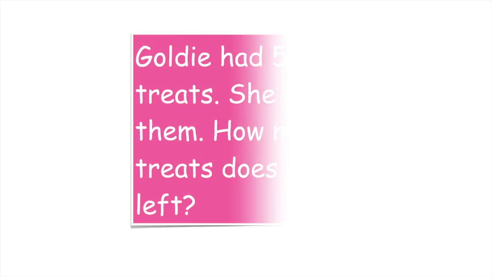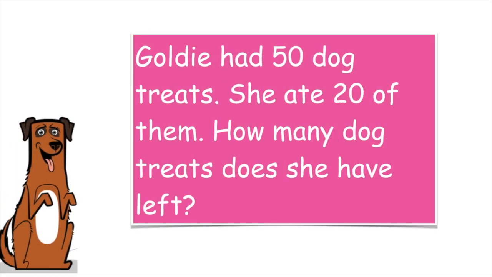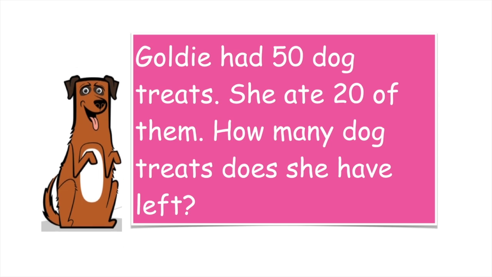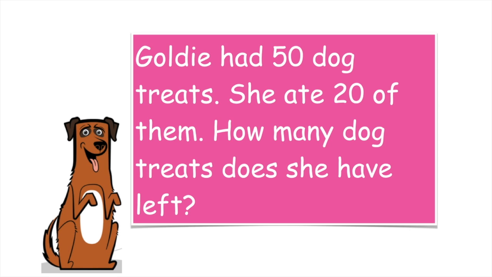Let's look at a story problem. Here is our story problem. Goldie had 50 dog treats. She ate 20 of them. How many dog treats does she have left? What important information do we know? We know that Goldie had 50 dog treats and ate 20 of them. How can we turn this into an equation? Well, Goldie starts with 50 treats and eats 20 of them, so we can subtract 20, making our equation 50 minus 20.